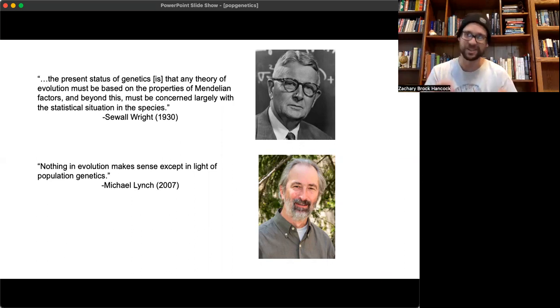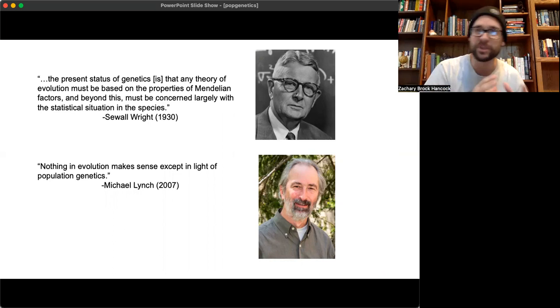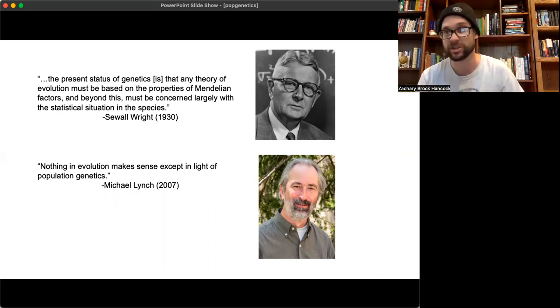And a more concise and pithy way to say this was in Michael Lynch's 2007 book, Origins of Genome Architecture, in which he states that nothing in evolution makes sense except in light of population genetics. And this is a pretty bold claim. You might recognize this as a rephrasing of Dobzhansky's maxim that nothing in biology makes sense except in light of evolution. Lynch has taken this and extended it a little bit further. That a lot of these big questions in evolutionary biology, such as the origins of genome architecture, why genomes look the way that they do, don't make any sense if you don't consider the population genetic environment in which these organisms actually lived.